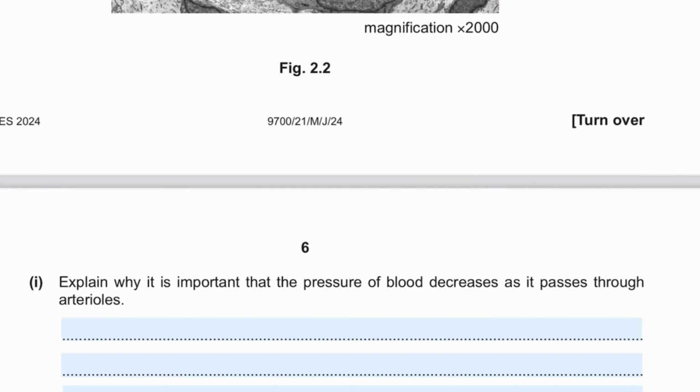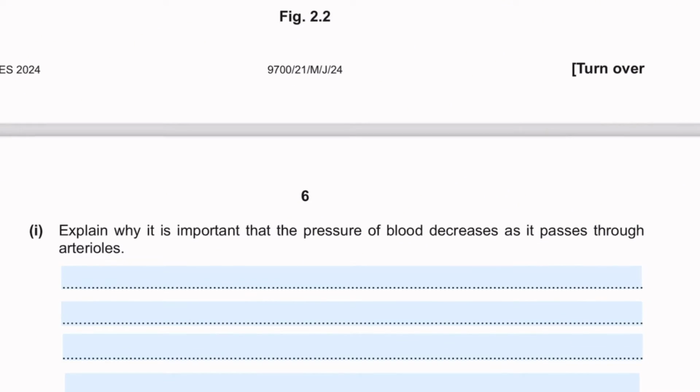Interesting. Explain why it's important that the pressure of blood decreases as it passes through the arterioles. So we need to decrease the blood pressure in the arterioles because then it's going to go from the arterioles to the capillaries, and the capillaries are one cell thick. If the pressure is too high, it's going to cause the capillaries to burst, and that's obviously very dangerous.